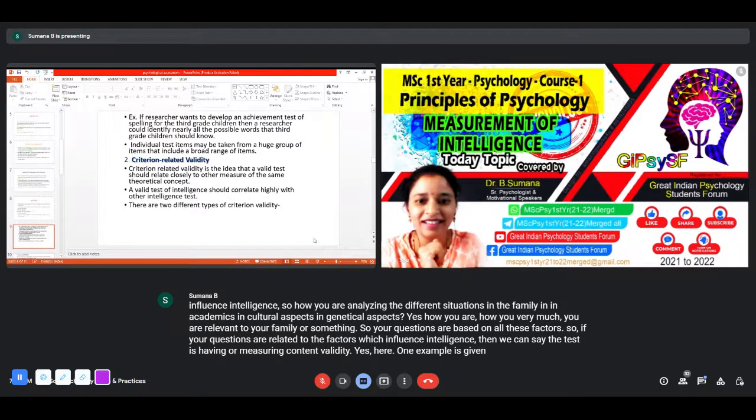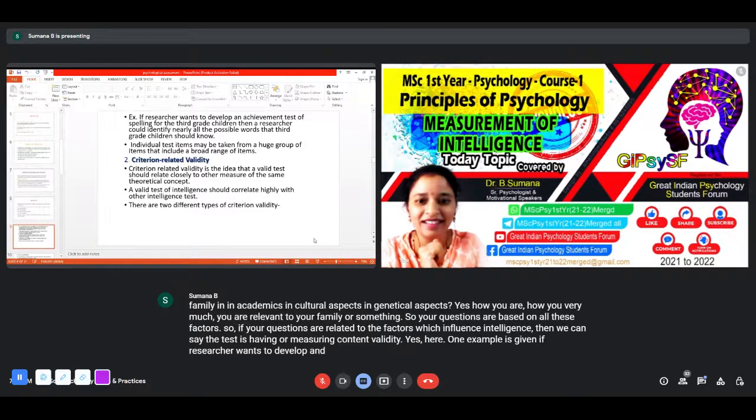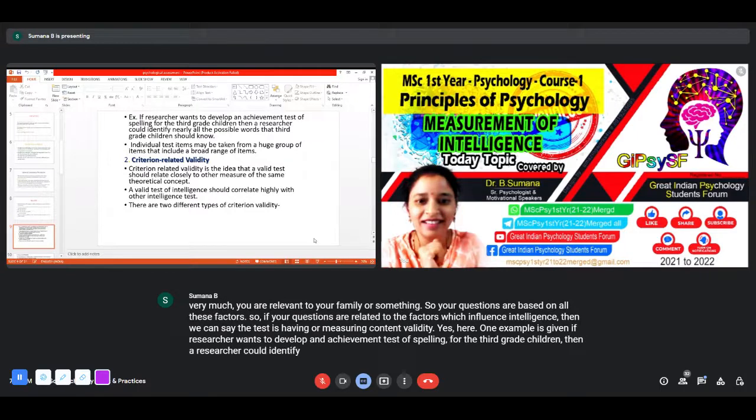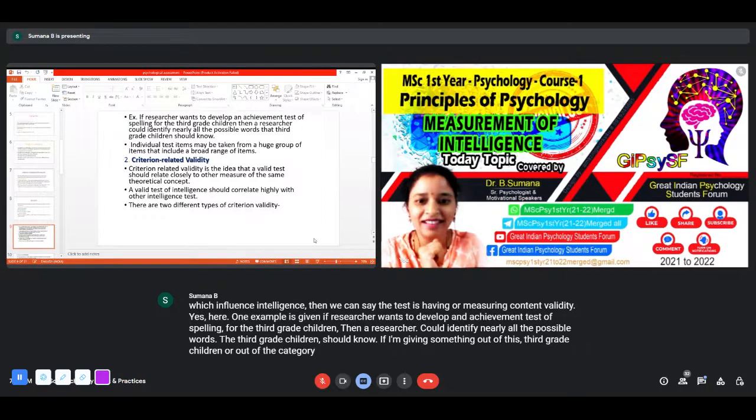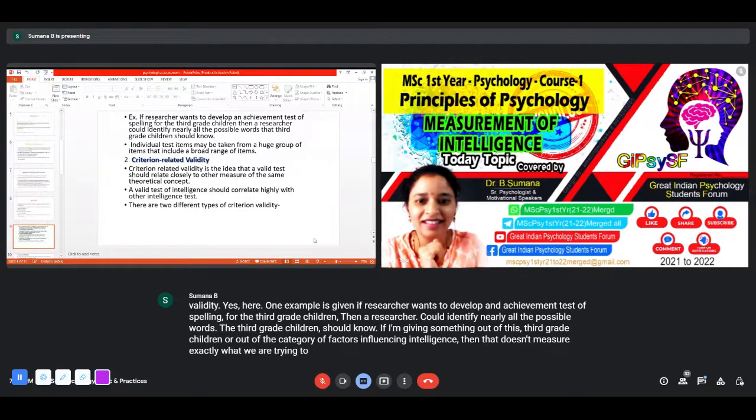Here one example is given. If a researcher wants to develop an achievement test of spelling for third grade children, then the researcher could identify nearly all the possible words that third grade children should know. If I'm giving something out of this, or out of the category of factors influencing intelligence, then that doesn't measure exactly what we are trying to measure.